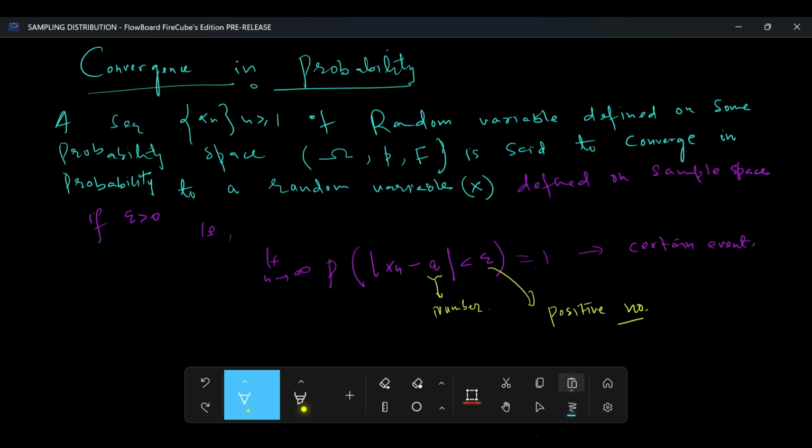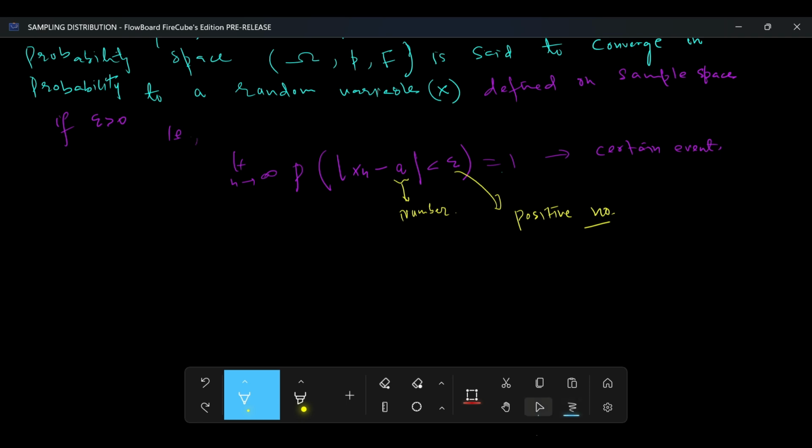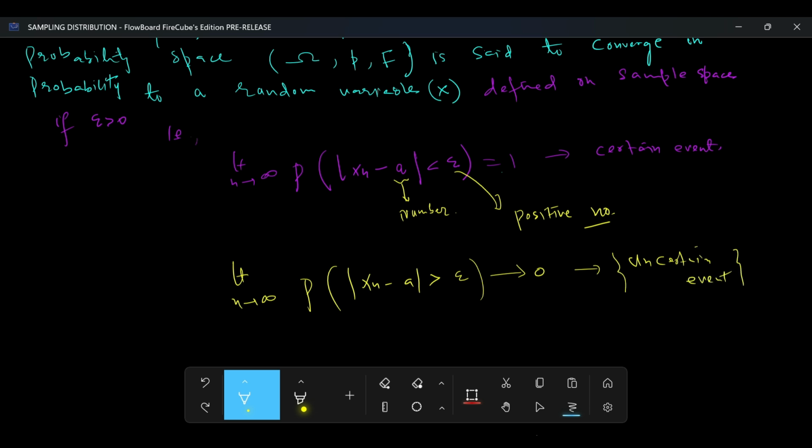So the other form of this is limit n tending to infinity, probability of |Xn - a| greater than epsilon will converge to 0. This is called an uncertain event. Remember this, this is called an uncertain event.